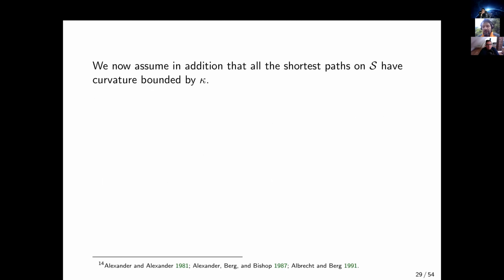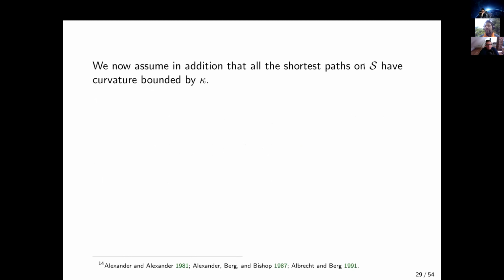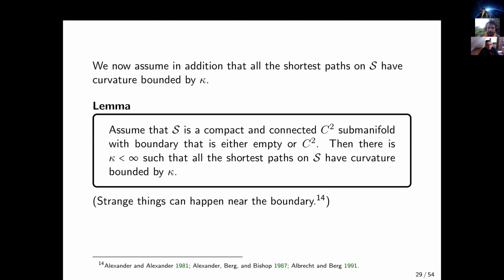In the other direction, you're going to see that the result looks a bit different. This one does not require much at all. It's possible that this actually is infinite on this side, and that's why this doesn't come with any condition on S. But now we're going to assume that S is smooth enough in that the shortest paths on S have curvature at most kappa. This is the case, for example, if S is a compact connected C2 manifold with boundary that's either empty or also C2. In that case, we can take kappa as being the maximum of the curvature on S and the curvature on its boundary. But there are strange things that happen. Actually, the theory of this is surprisingly complicated and has been investigated in a series of papers by Alexander and collaborators, for example.